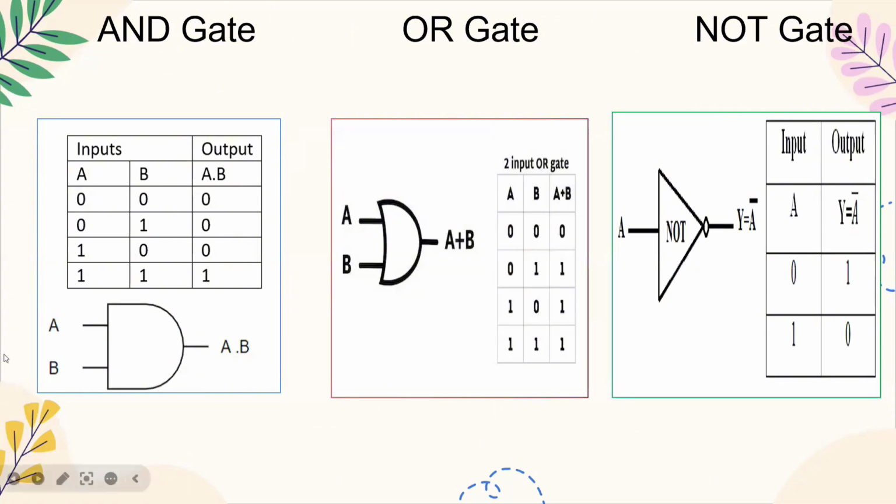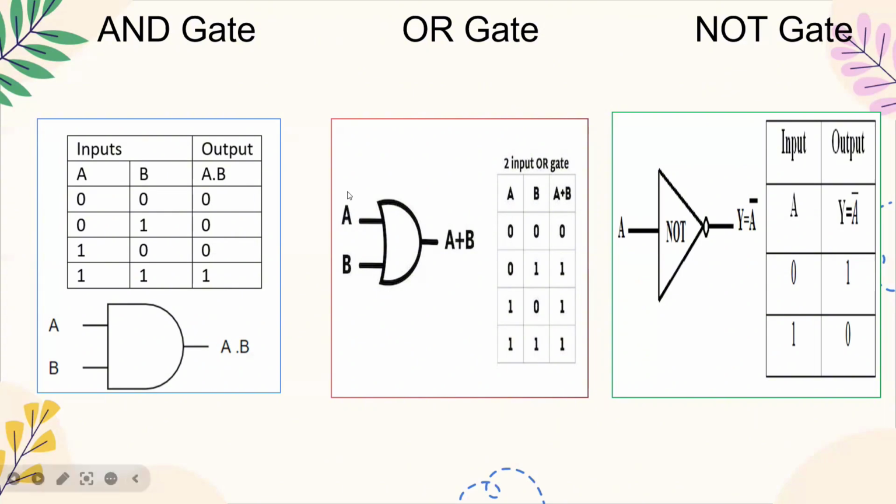The first one is the AND gate. The AND gate performs logical multiplication. Here we are using a two-input AND gate. The inputs are A and B, and we get the output A dot B. This is called logical multiplication. We have the input combinations 0 0, 0 1, 1 0, and 1 1. The AND gate produces the output 1 only when both the inputs are 1. If any one of the inputs is 0, we get the output as 0. This is the main working of the AND gate.